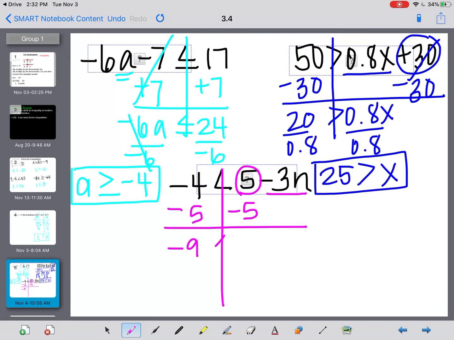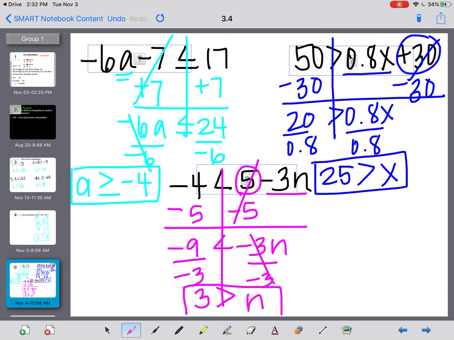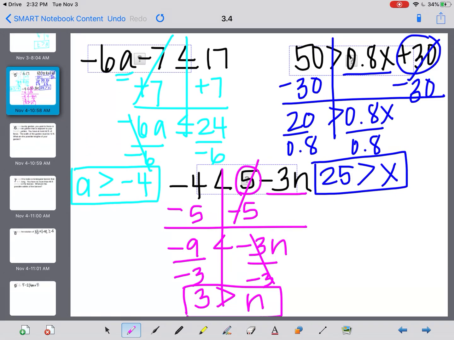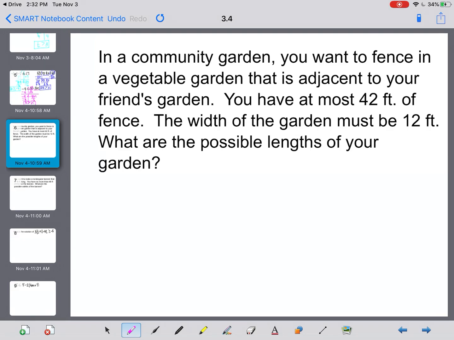Okay. Last on this page, here's my couple. I want to get rid of this positive 5, so I'm going to subtract 5. Negative 9 is less than a negative 3n. To separate the negative 3 times the n, I have to divide by negative 3. And because I'm dividing by a negative, I'm going to flip my inequality sign. And negative 9 divided by negative 3 is positive 3.